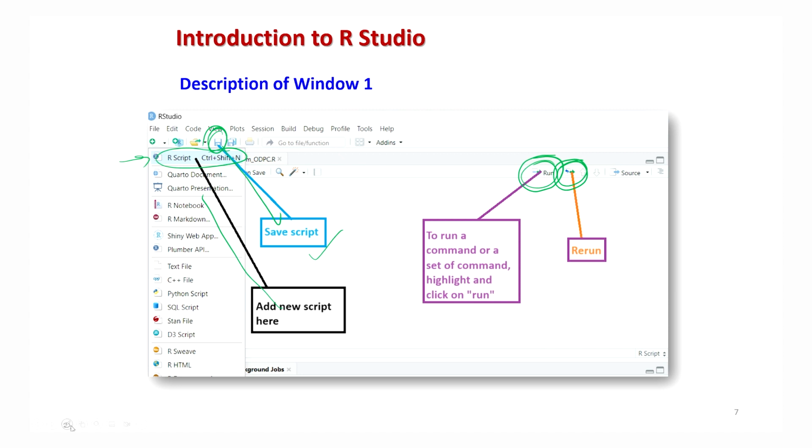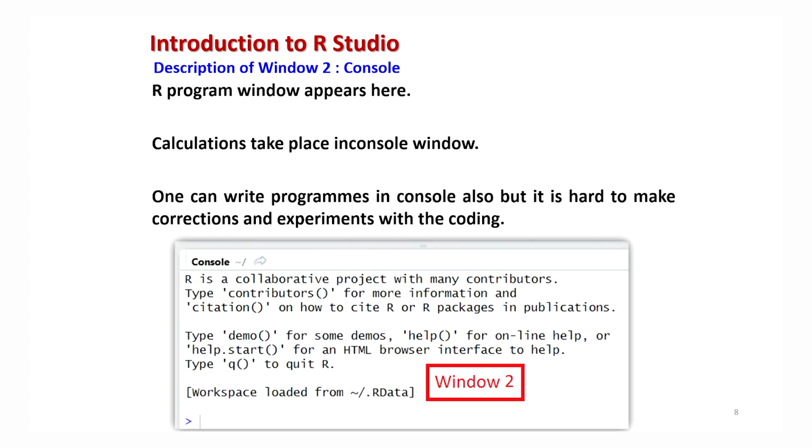Beside those things, there are different options here: R notebook, R markdown, shiny, plumber, text file, etc. As I can tell you, R has developed in an enormous way in the last decade, and many options have been added, and those options have also been added in the R Studio software to help people in executing those programs.